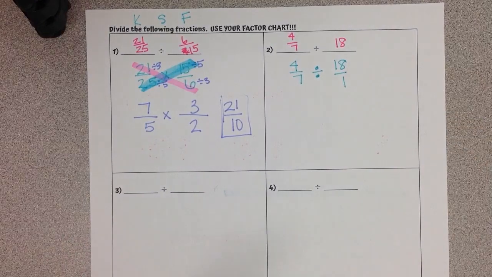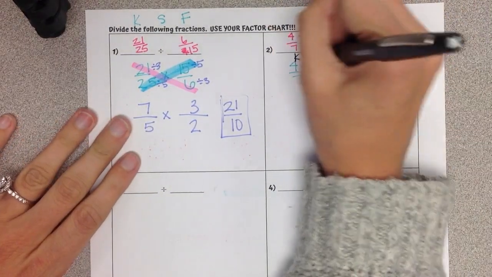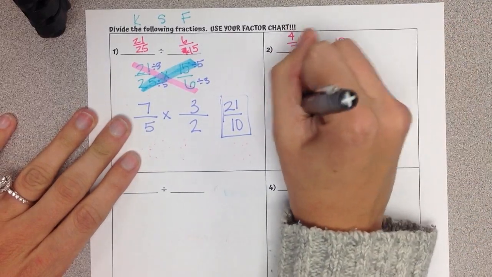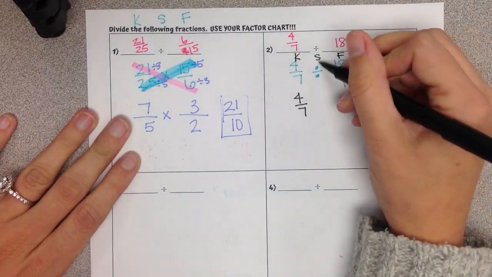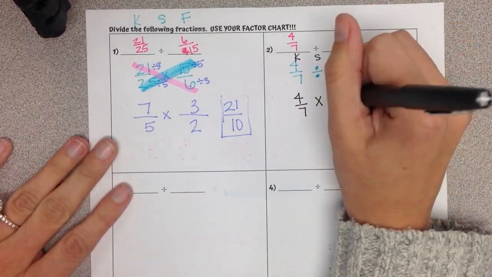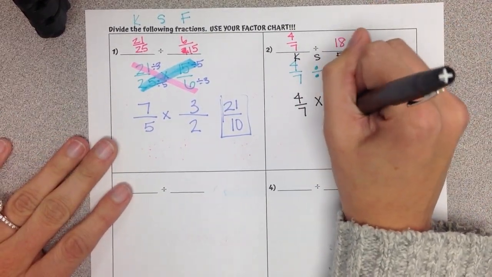Now I'm going to write my KSF. Keep it, switch it, flip it. I'm keeping the first fraction of 4/7, switching it from division to multiplication, flipping it from 18 over 1 to 1 over 18.